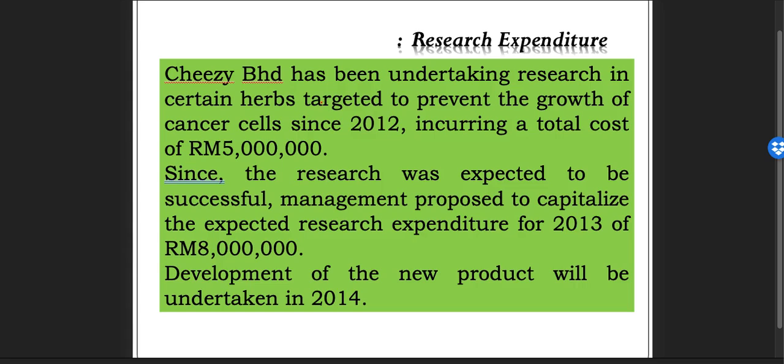So this is an example: Cheesy is undertaking research in certain herbs targeted to prevent the growth of cancer cells since 2012, incurring a total of 5 million. Okay, so undertaking research, and he incurred 5 million. Since the research was expected to be successful, management proposed to capitalize the expected cost for 2013 of 8 million. Okay, they think that this is going to be successful, so they want to capitalize. The development of the new product will be undertaken in 2014 because R&D takes several years.